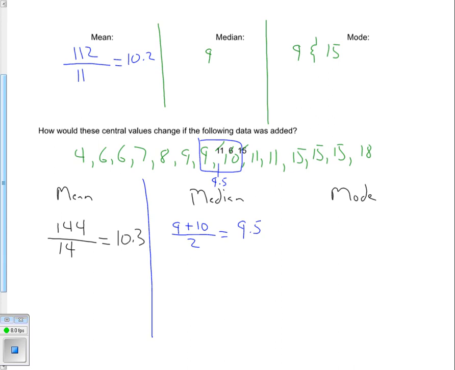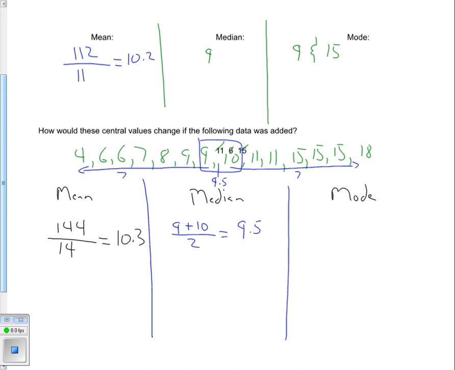Okay, so 9.5 is actually my median. Okay, that means that there should be 7 numbers on the right-hand side of the median and 7 numbers on the left-hand side of the median. So if I look on the right-hand side of the median, starting at the 10, I've got 1, 2, 3, 4, 5, 6, 7. And then on the left-hand side of the median, starting at the 9, I've got 1, 2, 3, 4, 5, 6, 7. Okay, so I have 7 here, and I have 7 here. Okay, so my median is going to be 9.5.